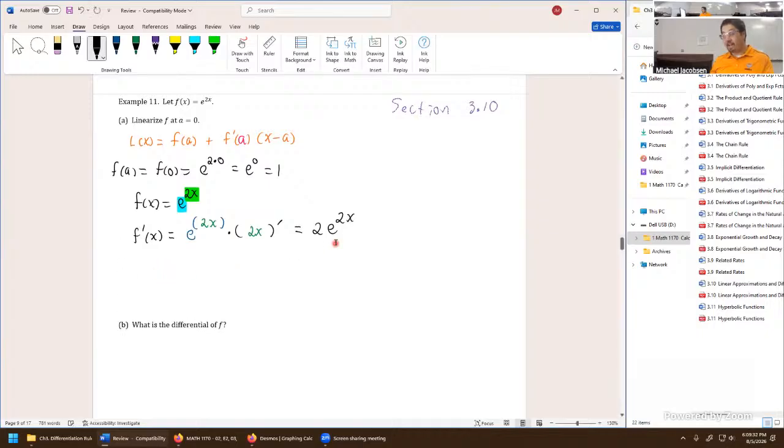Said that in a weird way, 2 times e to the power of 2x altogether. So there's our derivative, f prime at x. Once we have that, we can calculate f prime at a. So we're looking at that part of the formula, which means we're doing f prime at 0, which means we have to go to our derivative already calculated.